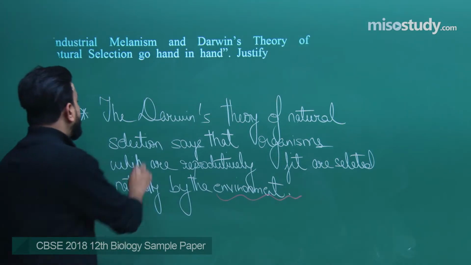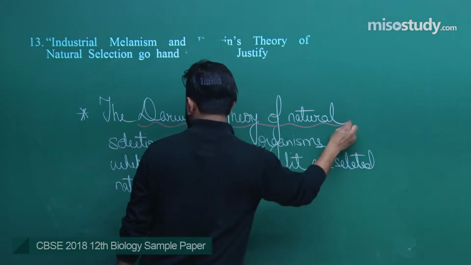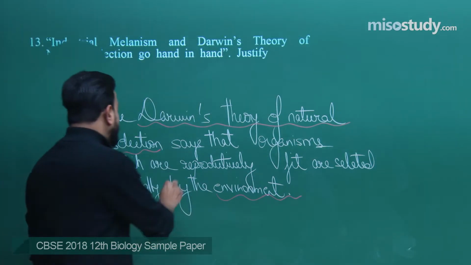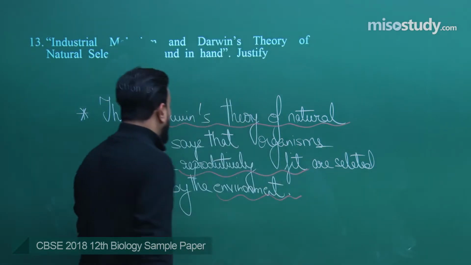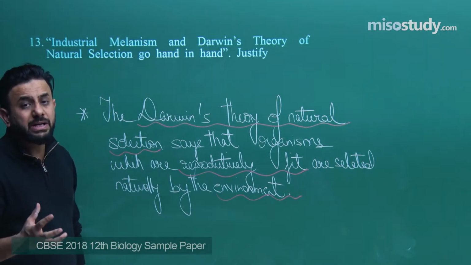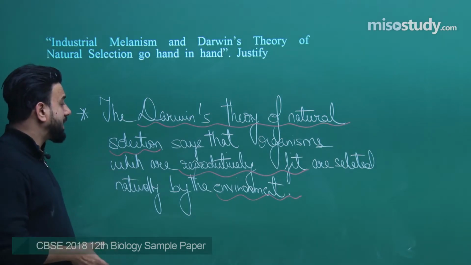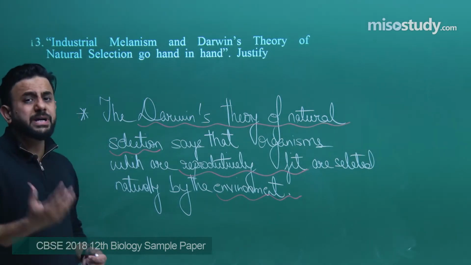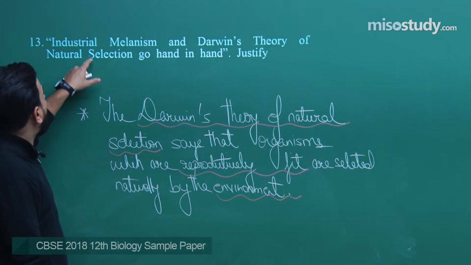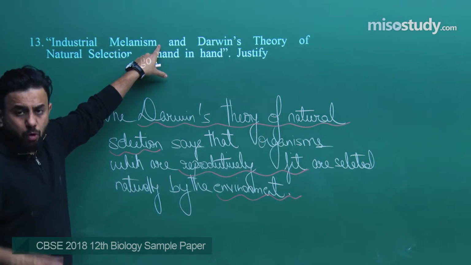So Darwin's theory of natural selection says that organisms which are reproductively fit are selected naturally by the environment. So what does this mean? We now know two things. One, industrial melanism. What was happening there?